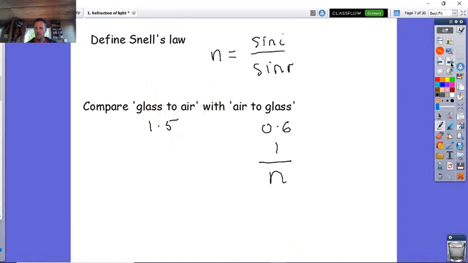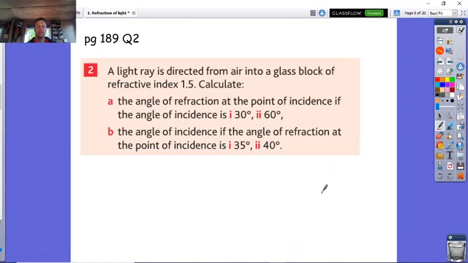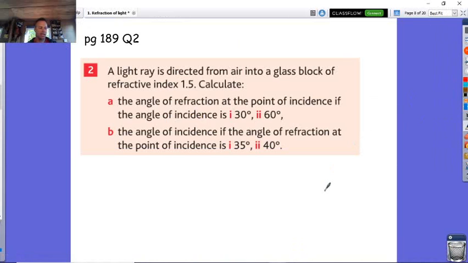The last thing I need to do in this little lesson is show you how to calculate the refractive index. So for example, going to question A, the refractive index n going from air to glass is going to be 1.5. Now you've got the angle of refraction at the point of incidence. If the angle of incidence is 30 degrees, they want you to calculate the angle of refraction.